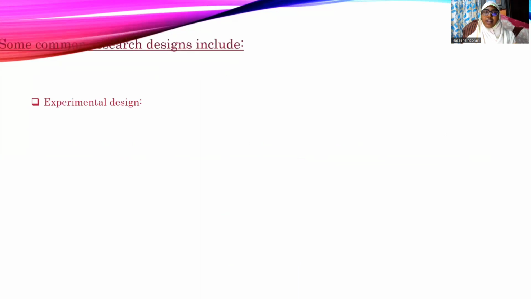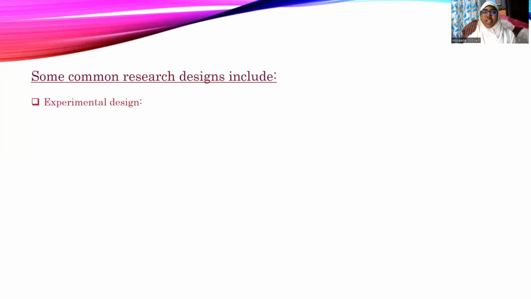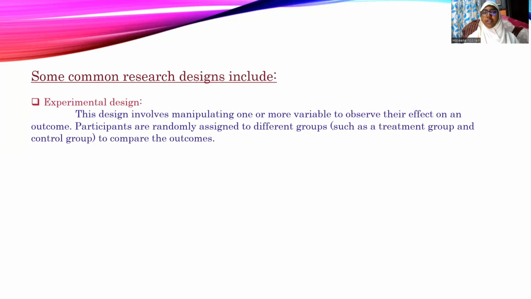Now, let us understand some common research designs, the first one being experimental design. Experimental design involves manipulating one or more variables which affect the outcome. Participants are randomly assigned to different groups to compare the outcome. In general, when a researcher collects the information based on experimental design to analyze and then declare the outcome which he gets, he can manipulate the variable based on the questions he has.